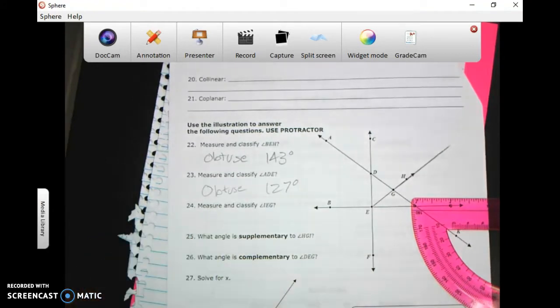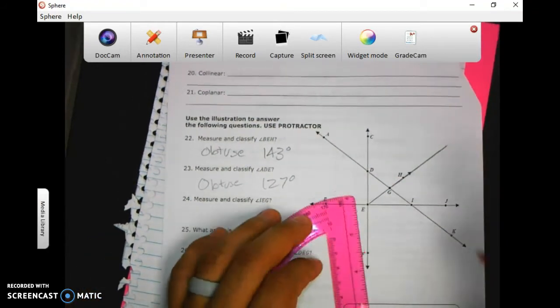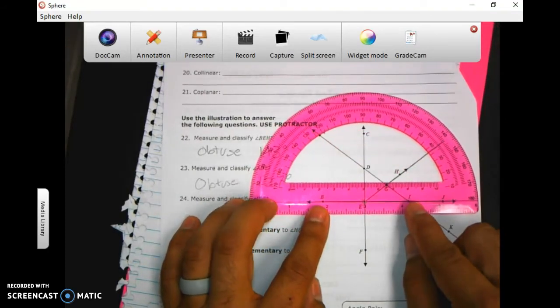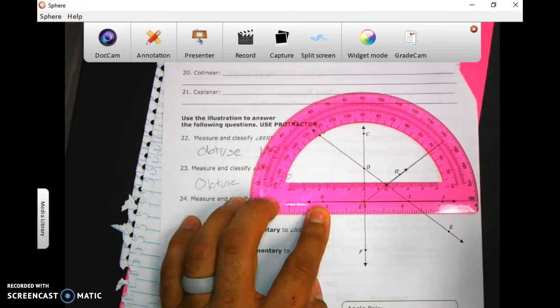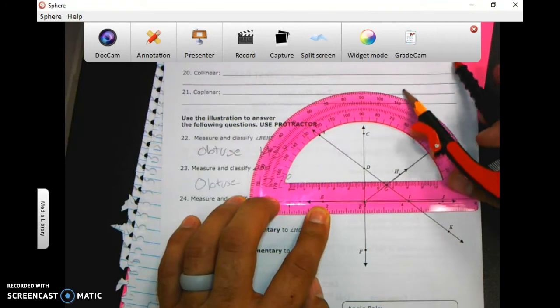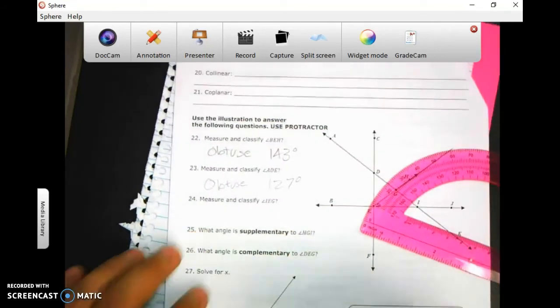Then this is measure and classify IEG, from I to E to G. That's a little acute angle right there. So I'm centering it up right there, from I to E to G. I'm using the degree measurements on the inside, because they're smaller than 90, because that's acute. Make sure I'm lined up again. 10, 20, 35, 36, and 37 degrees. Okay, that is acute.